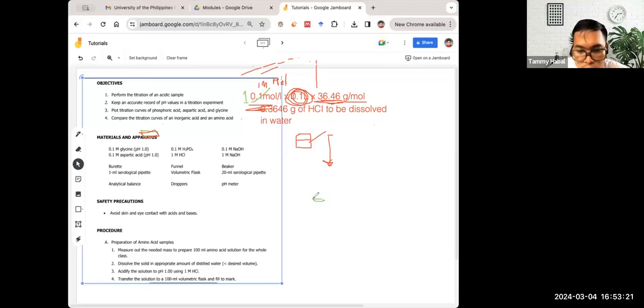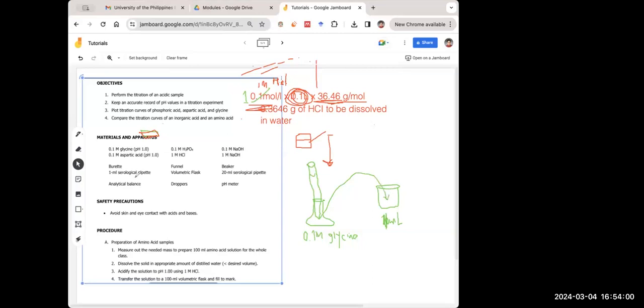So for example, you have your stock solution, let's say you made a 0.1 molar glycine. If you use it in your experiment, for example, you have a beaker and you just need around, let's say, 10 ml, or one, based on your protocol. Your serological pipette is used to get a total volume of one and then transfer it to your test sample, your beaker sample. That's how you use a serological pipette.